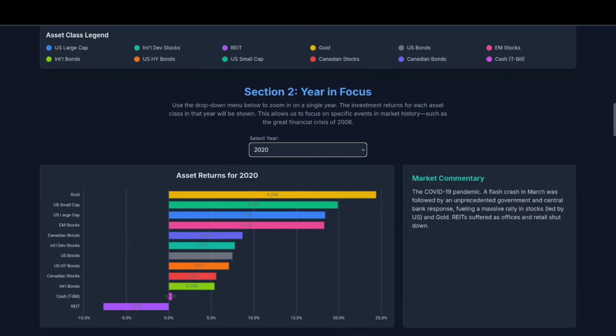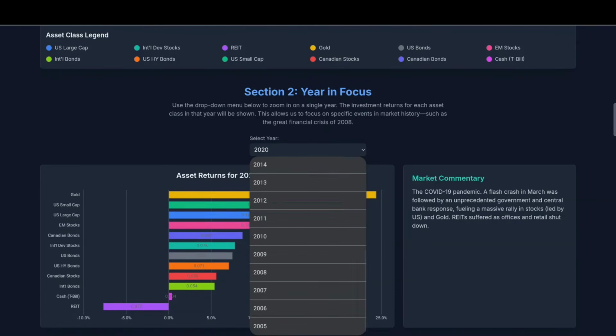I want to pick again when we had the pandemic year. A flash crash occurred in March, which was followed by an unprecedented government and central bank response, fueling a massive rally in stocks led by the US and gold. REITs suffered again as offices and retail were shut down, but it's interesting to see how all the other asset classes pulled through there.